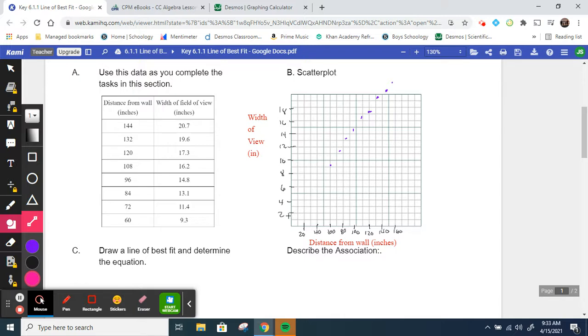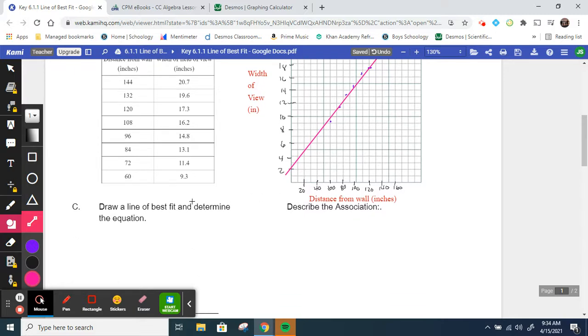All right, so I'm going to try to get a line here as best I can, through the middle. I don't like it. I'm going to undo this one. Sorry. So let's see. Let's try here. Maybe I want this angle to be a little bit different. There we go. That one looks a little bit better. All right, so here is my line of best fit. And now what it's asking me to do is draw a line of best fit and determine the equation.